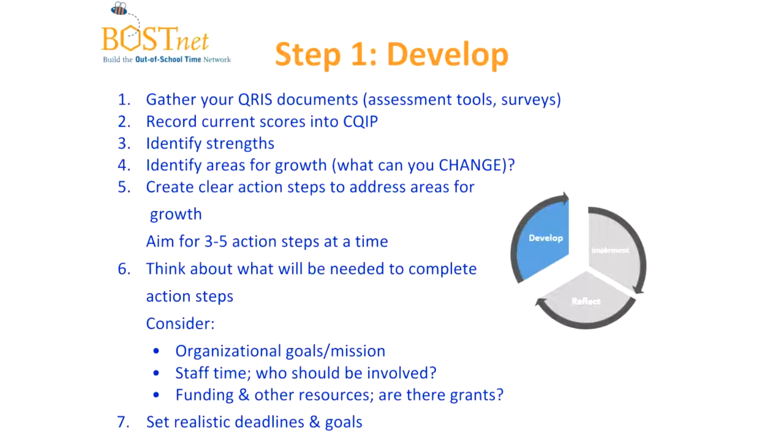You'll need to gather all of your assessment tools, surveys, professional development records, and any observation data that you have. Then, record the current scores into the CQI plan. For the ERS areas, take the average of all your classrooms and put them into the CQIP. Next, you're going to list your strengths. It's important to focus on the strengths, especially because they're going to often support you in overcoming your barriers.